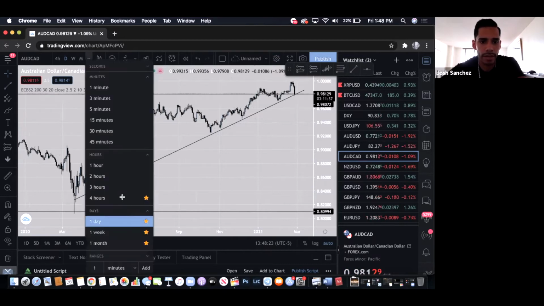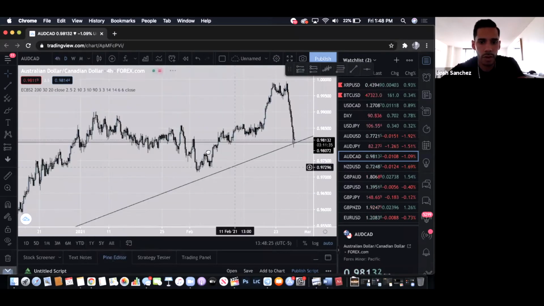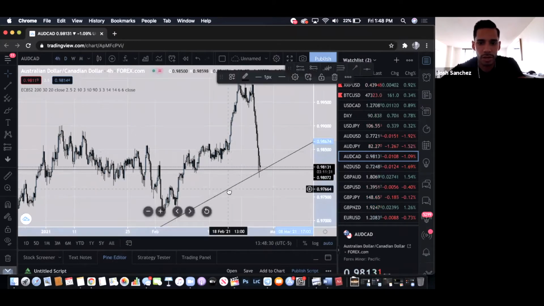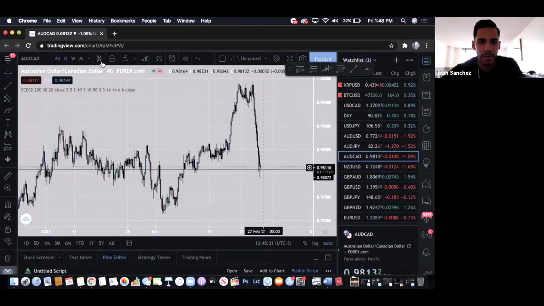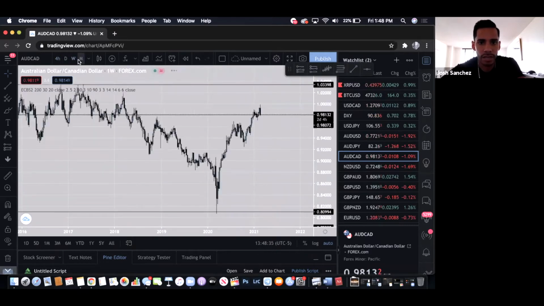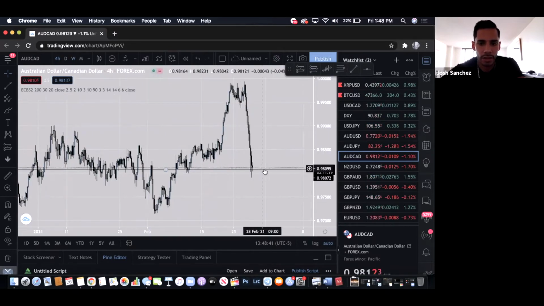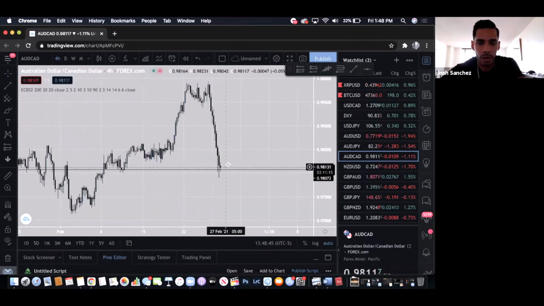Now we're going to go down to the 4-hour. Check this out. I'm going to remove this for a second. You see this horizontal line here? We placed that on the larger time frames, the weekly and the monthly. We go down to the 4-hour and look at what price is doing on that trend line. Look at how price is reacting on that trend line. The market's slowing down.